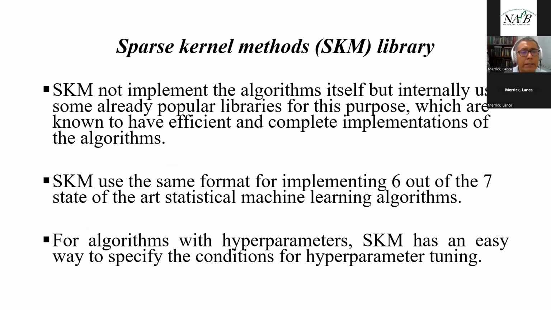The SKM library does not implement the algorithms itself, but internally uses some already popular libraries for this purpose, which are known to have efficient and complete implementations of the algorithms. SKM uses the same format for implementing 6 out of the 7 state-of-the-art statistical machine learning algorithms. This means that in general, for implementing the algorithms, the format is quite similar, which facilitates implementation. For algorithms with hyperparameters, SKM has an easy way to specify the conditions for hyperparameter tuning, which is really important because hyperparameter tuning is key for getting good prediction accuracy.